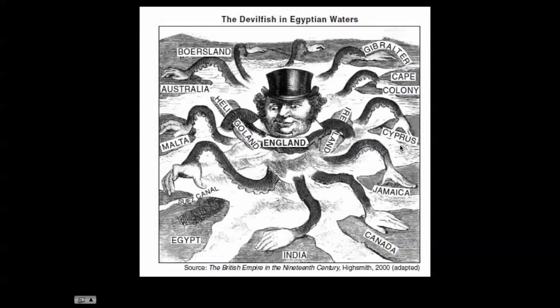So we can look at this cartoon from the 19th century, which is sort of representing Britain's relationship with the rest of the world, I suppose. It's reaching out like an octopus to take goods, materials, and raw materials from all these other countries that it is colonising.